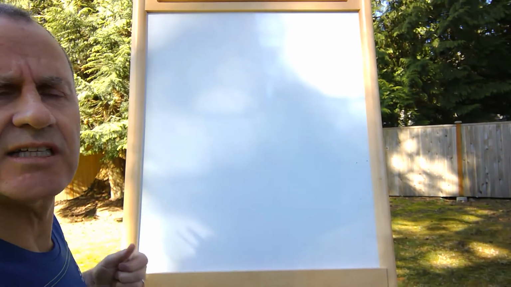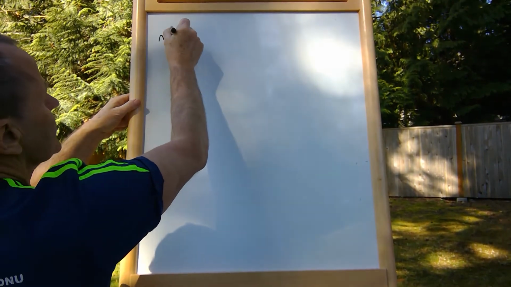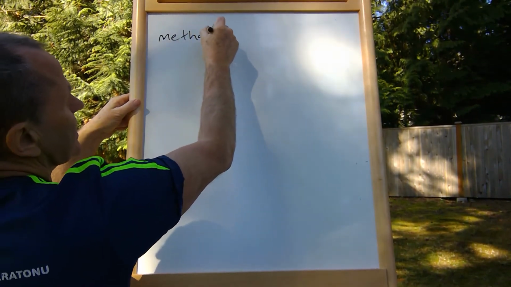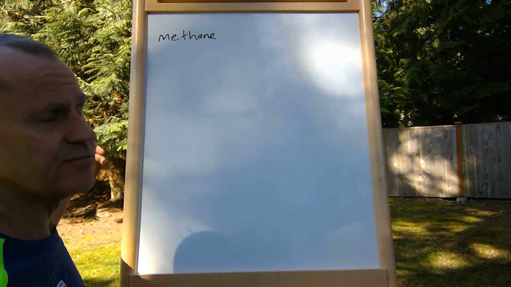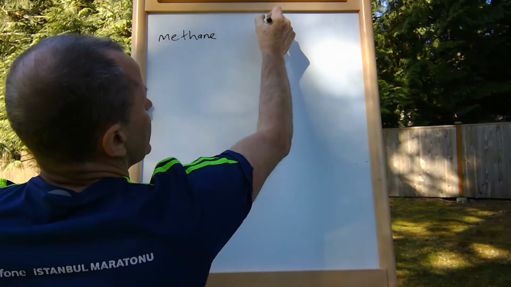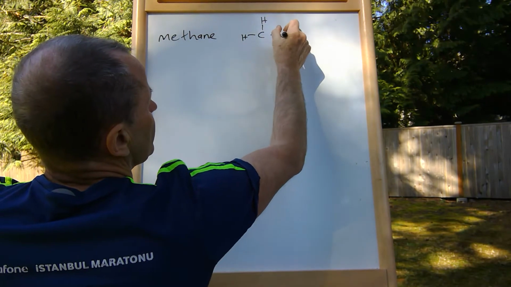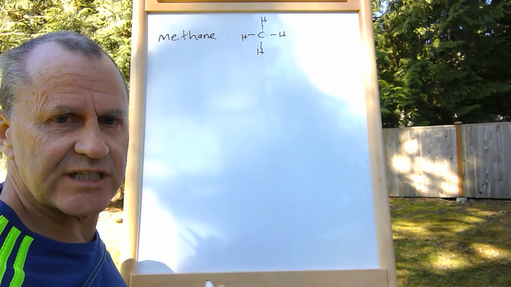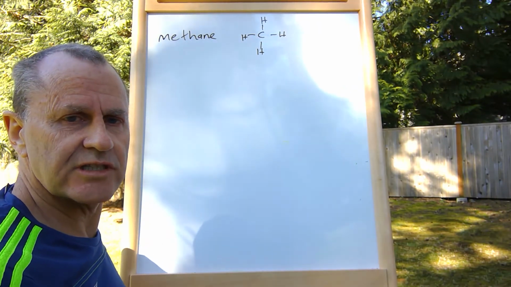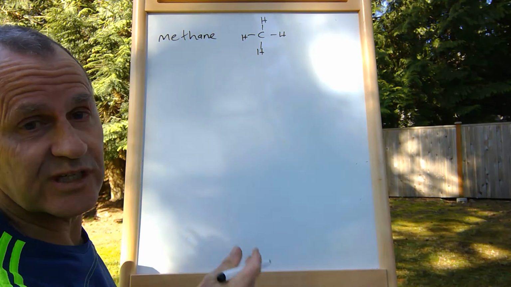So the simplest alkane, methane. Methane, a very familiar kind of name for you, and something you use quite a lot in Bunsen burners, and it's represented by this fairly simple formula. Now obviously that's not how it really is, it's how we tend to represent it on a two-dimensional structure like a piece of paper or my daughter's whiteboard here.